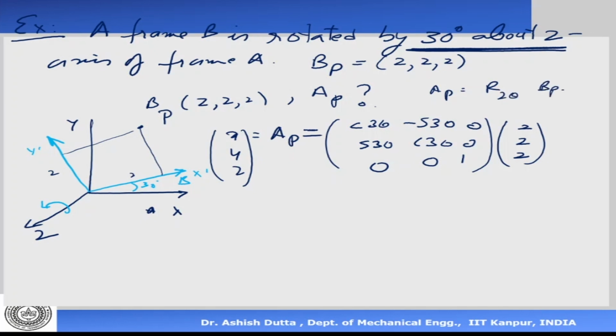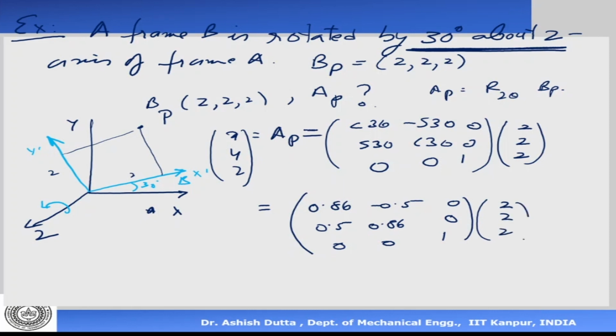So what we can do, it's very easy. You can very easily find the values of cos 30 and sin 30. So we can write this as [0.86, minus 0.5, 0; 0.5, 0.86, 0; 0, 0, 1] times [2, 2, 2]. You can multiply this out very quickly, so X, Y, Z is equal to 0.72, 2.72, and 2.